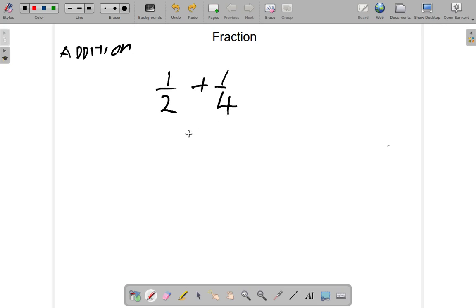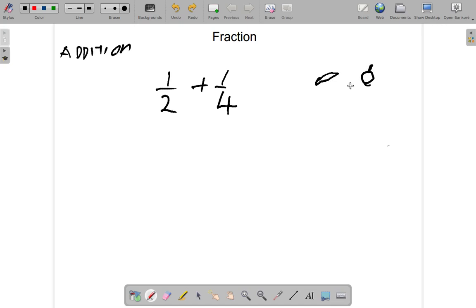Now, the original idea for adding these two fractions is to say I have 1/4 over here added to 1/2. It's like saying I have 1 banana added to 1 apple. What's the total I have?